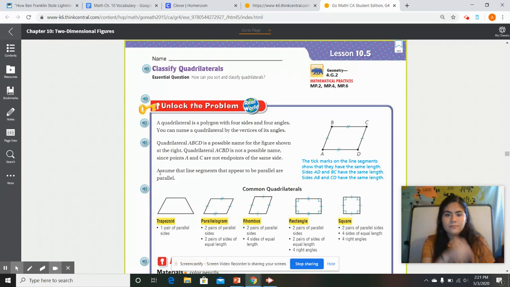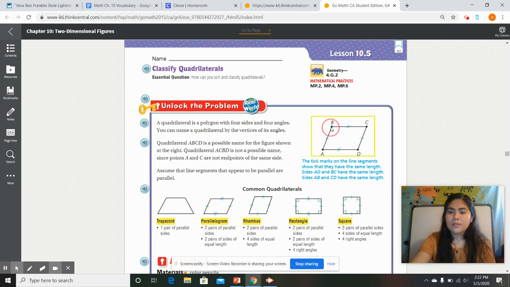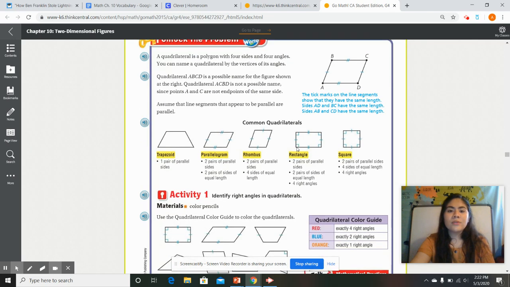So it says you can name a quadrilateral by the vertices of its angles. The vertices, if you remember, are the points where two lines meet. It would be like this, for example. E here is a vertex, C is D and A, okay? So that's how you would name it. For example, this quadrilateral could be quadrilateral ABCD or ADCB or BCDA, whatever order.